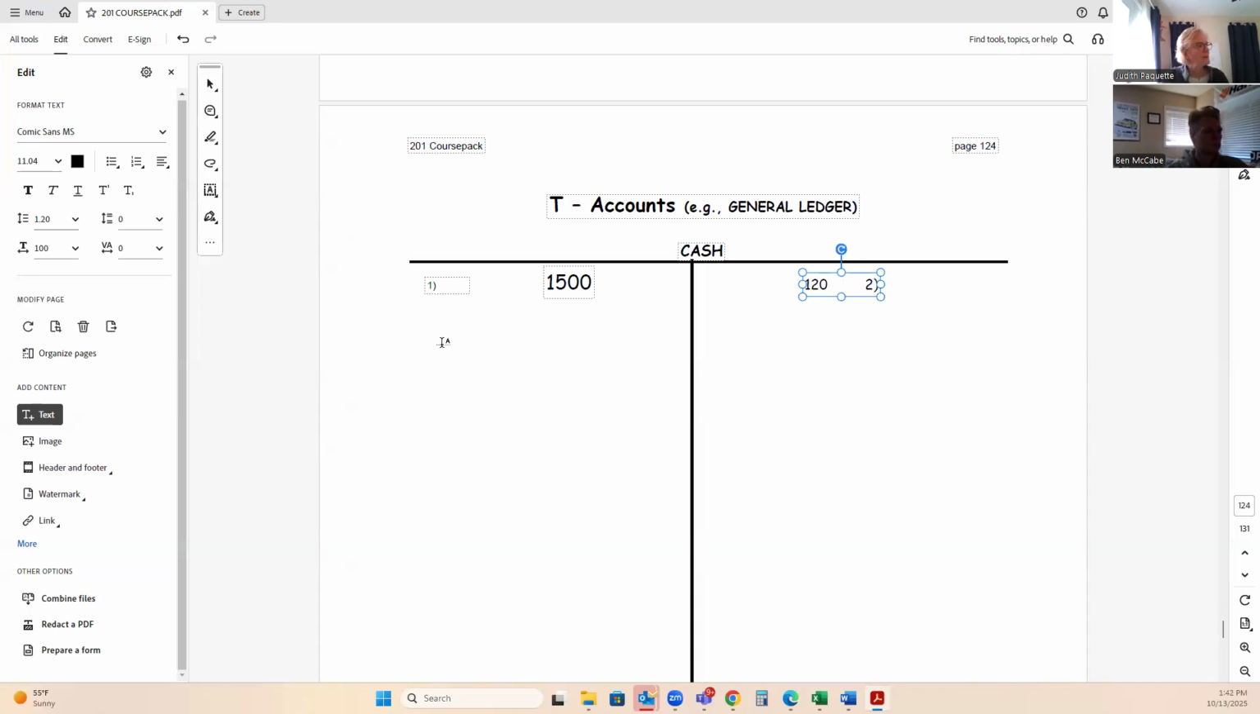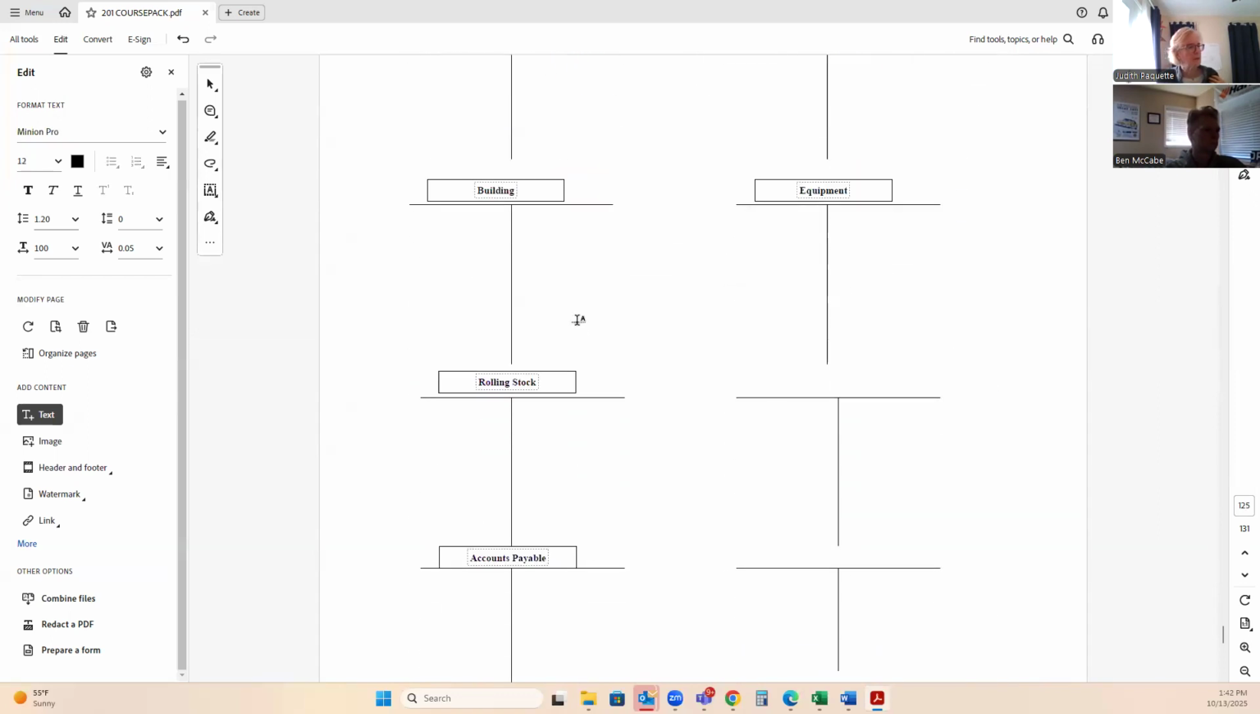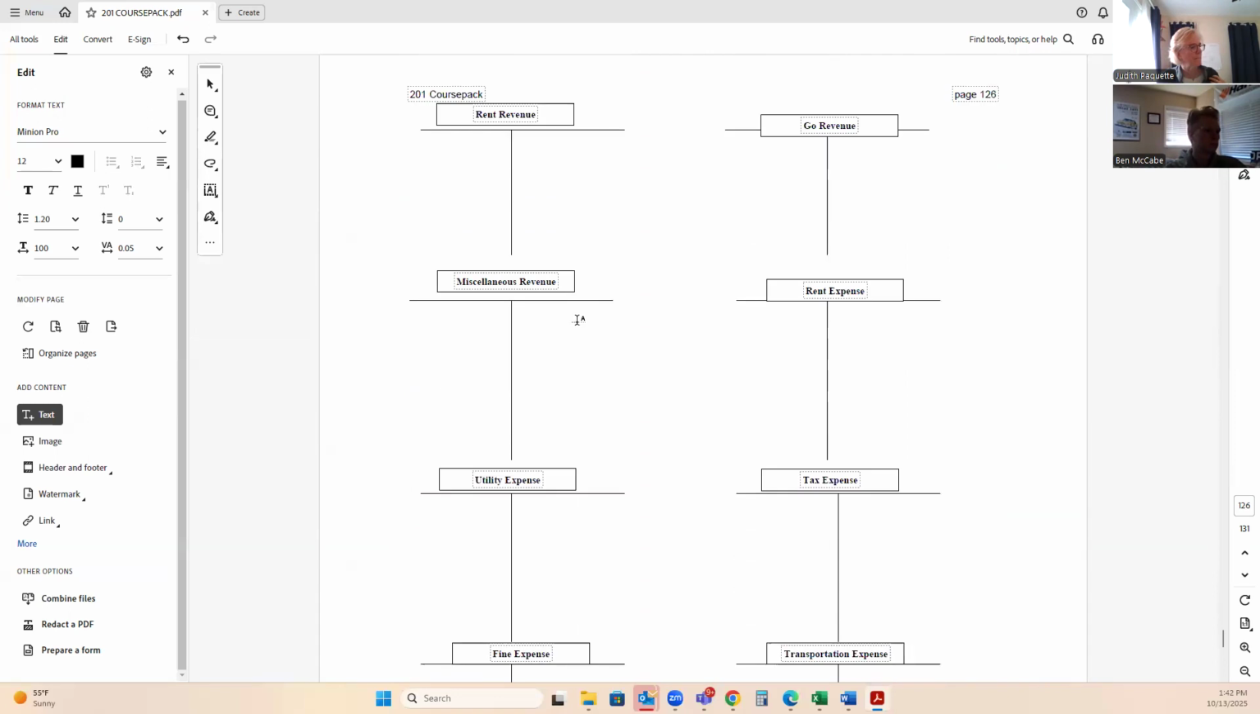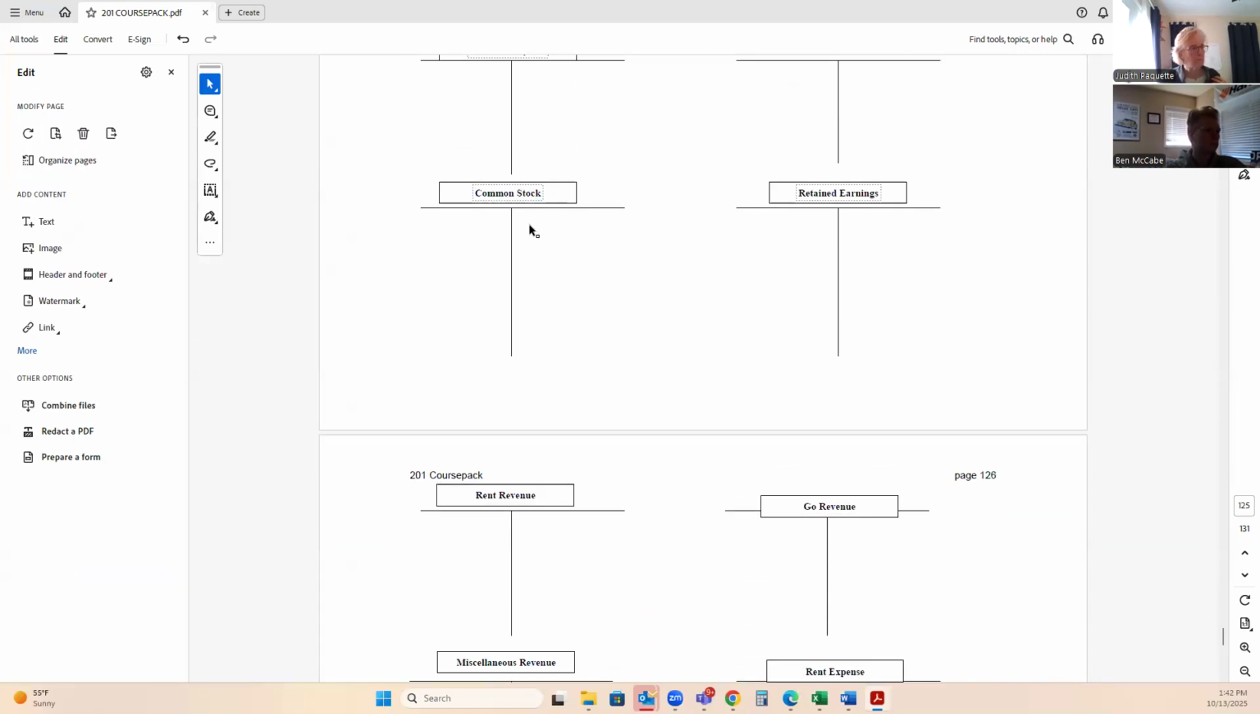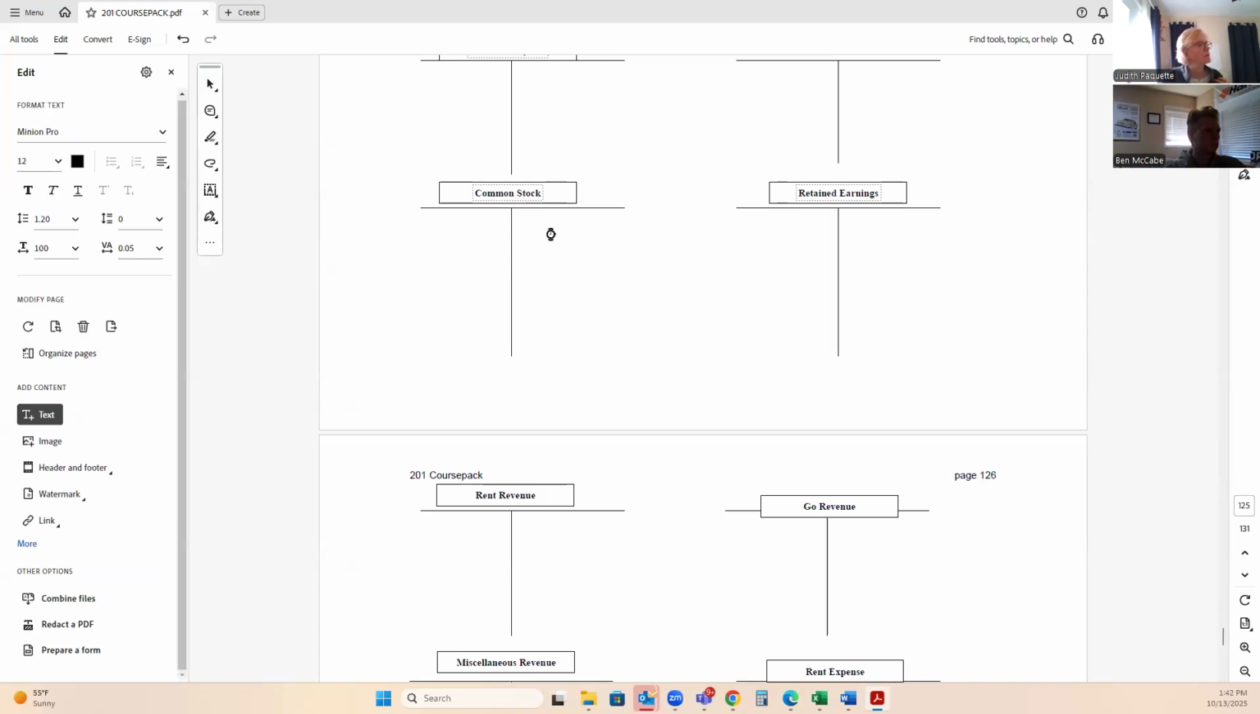And then you got rent. So that's your 3. And then you got $8. But you have to book both sides. So the 1500 is going to come down here on common stock. So you have to make sure both sides balance. So that's the other side.